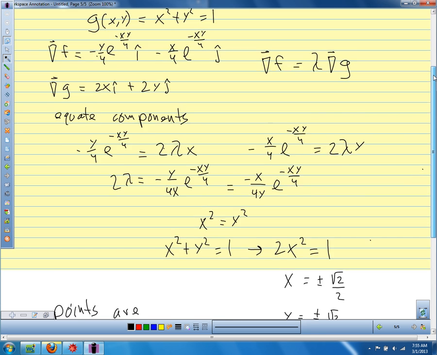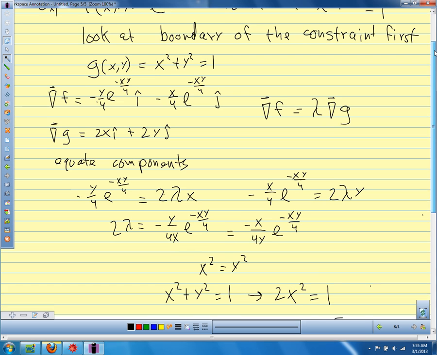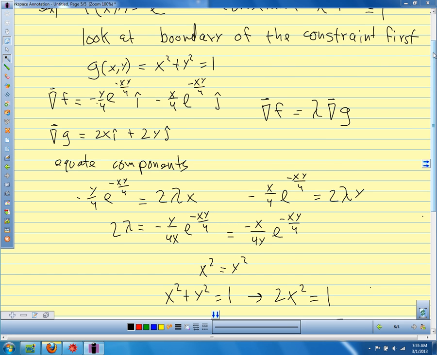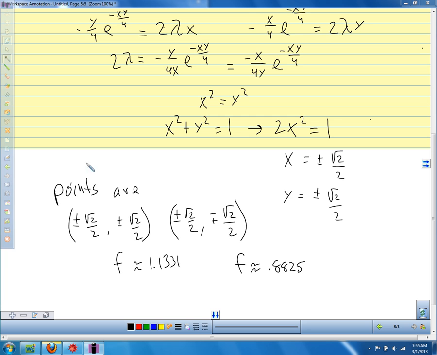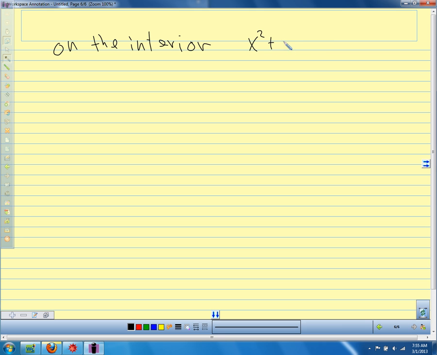So on the boundary, we use Lagrange multipliers. Our constraint was x squared plus y squared equals 1. Now we need to look at the interior. So on the interior, we have x squared plus y squared less than 1, so we're inside that circle. We're going to look for the critical points using the techniques that we already know.